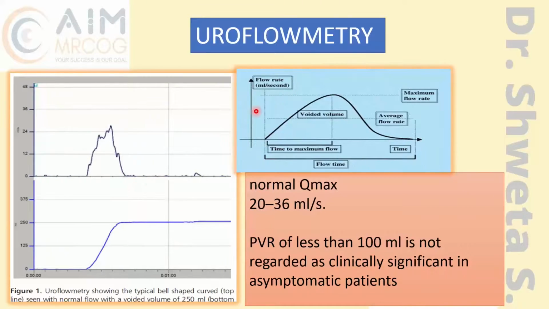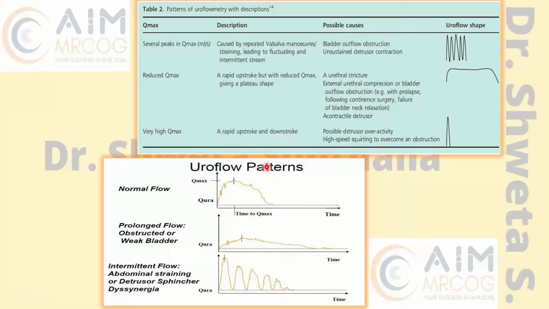So this is normal. This is the flow rate and this is the flow time. So this is telling you about the time. This is telling you about volume. So this is how you will get everything from the uroflowmetry: flow rate, volume, maximum Qmax, and flow time. Now, how will you interpret it? What is a normal uroflowmetry? What is abnormal? So these two are abnormal.